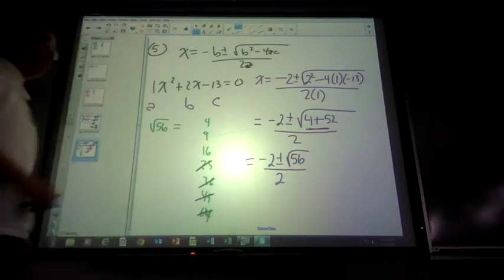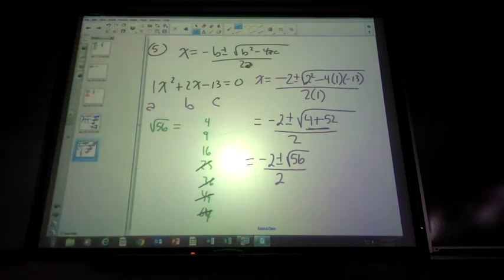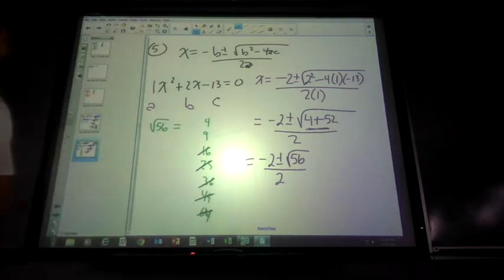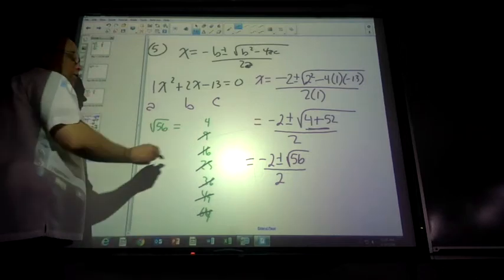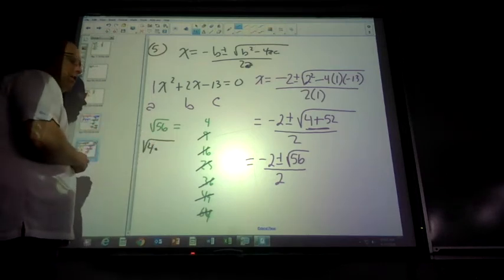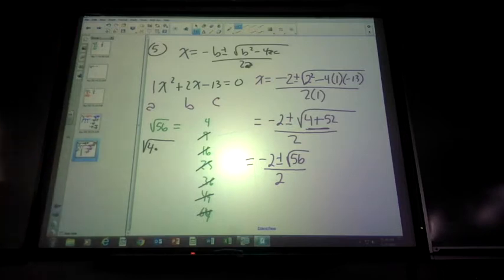Does 16 work? 56 divided by 16? Everybody want to try that? No? Oh, it doesn't work. Okay. Does 9 work? 56 divided by 9? 9 times 8 is 72. 9 times 6 is 54. 9's not going to work. Does 4 work? 4 times what gives me 56?